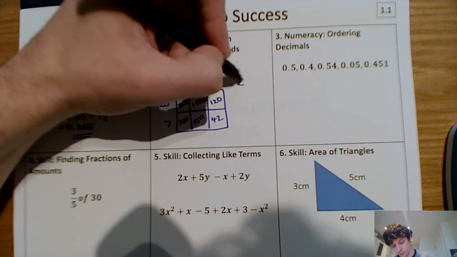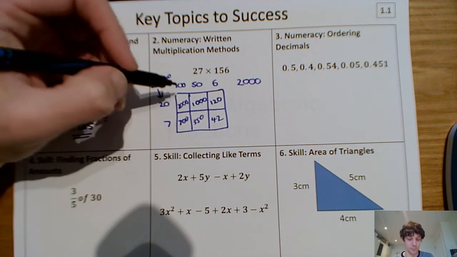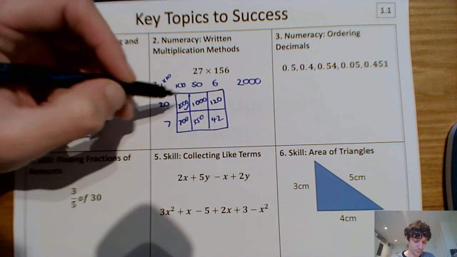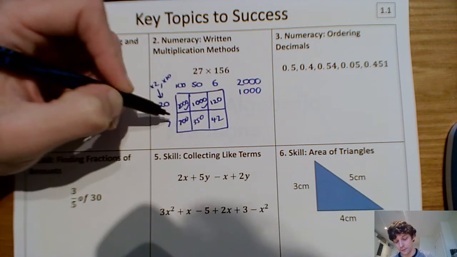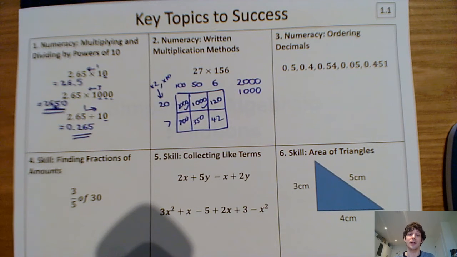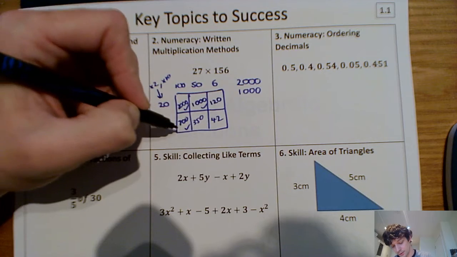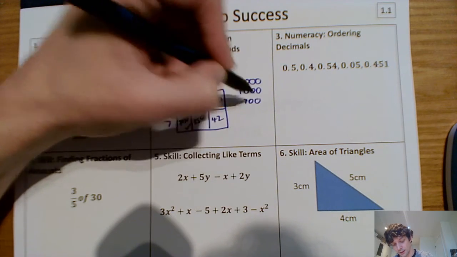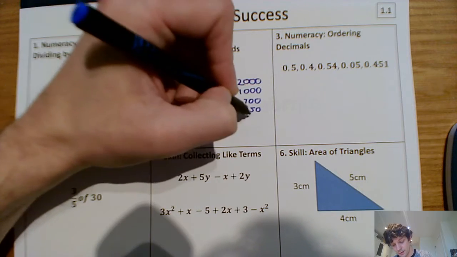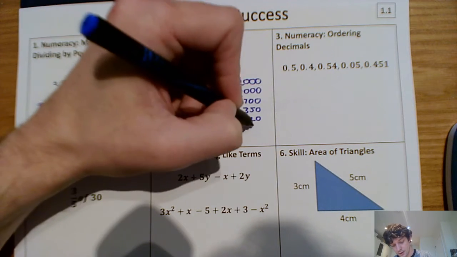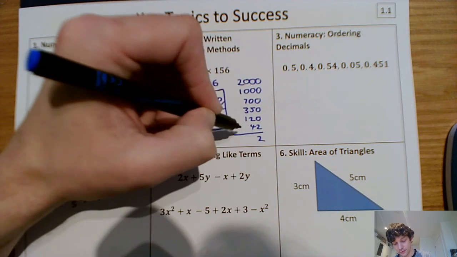So we've got 2000, and what I'm going to do is just write them in a column. I'm going to tick them as I write them, 1000, so I don't miss anything off. I'm also going to try and write them in size order. I don't have to, it doesn't matter if I don't, it just sometimes helps us keep track of the numbers we're adding. So 700, 350, 120, and 42.